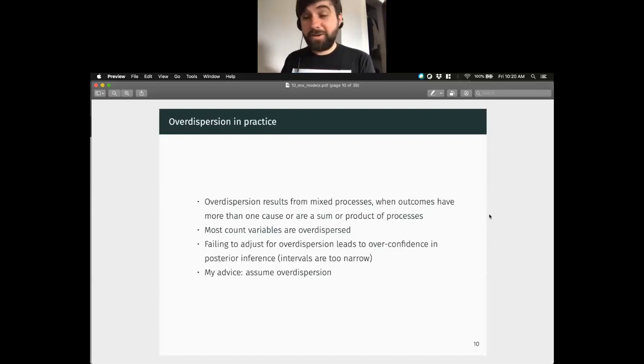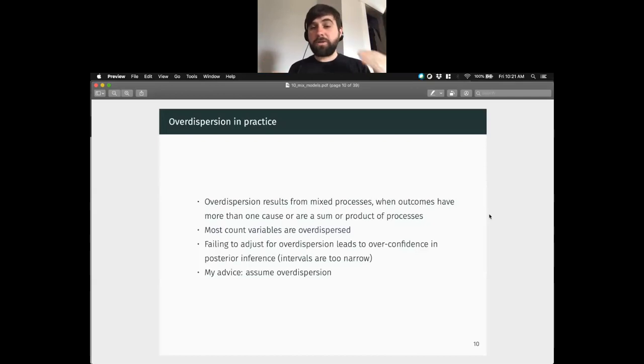Okay, so overdispersion results from mixed processes when outcomes have more than one cause or a sum or product of processes. So in the case of police killings, right, we have a lot of different things feeding into this. We have baseline population characteristics. We have police department characteristics. We have various historical processes. There's a lot that causes a police killing to occur, right? It's not just a random feature that occurs at the same rate across different places, right? And so all of those different processes are feeding there to be some places with really low counts, some places with really high counts, right? And those are pushing the distribution out or in different ways that our model doesn't currently observe.